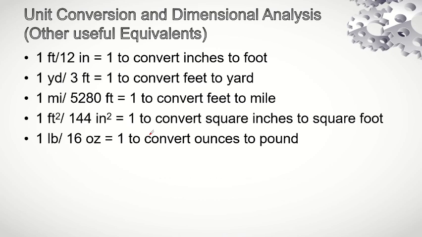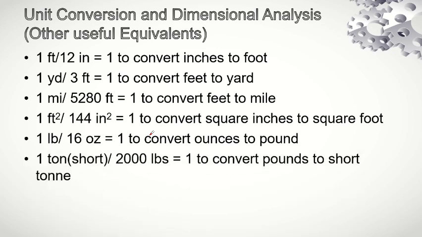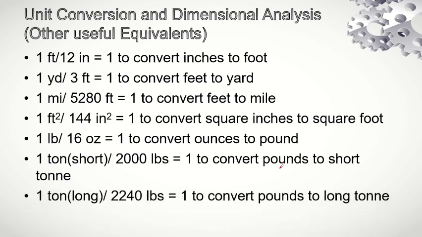1 pound consists of 16 ounces. That is to convert ounces to pounds. 1 short ton equals 2,000 lbs or pounds. That is to convert pounds to short tons. 1 long ton consists of 2,240 lbs or pounds. That is to convert pounds to long tons.